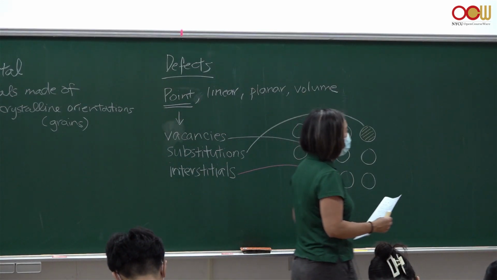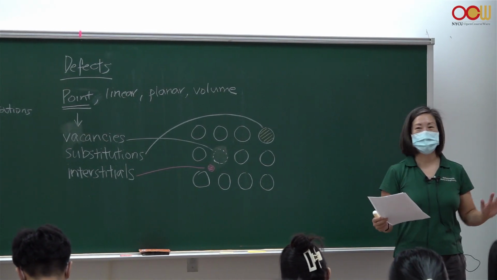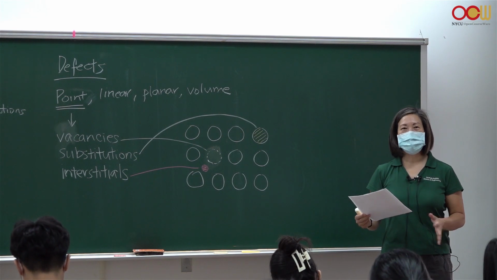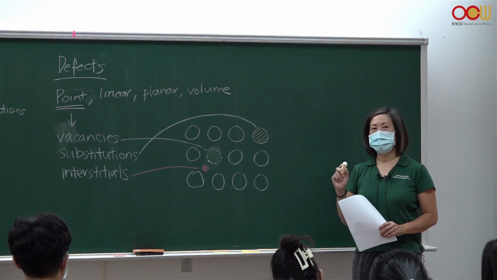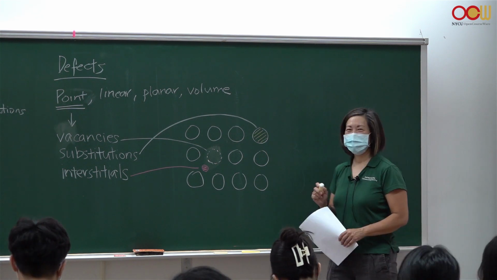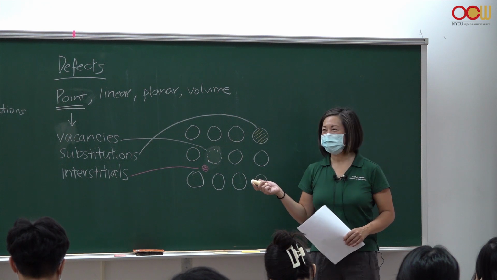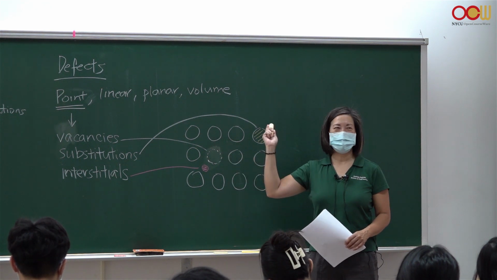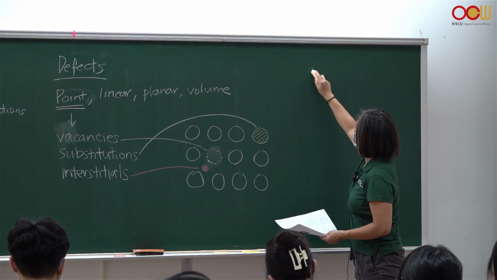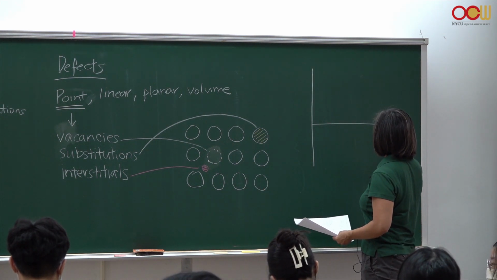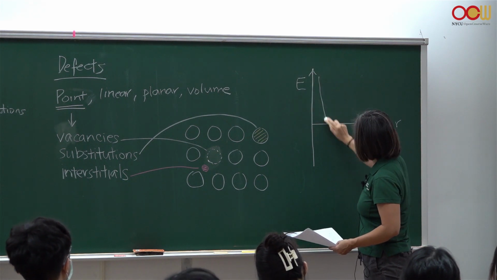Does anyone know why vacancies exist? First of all, there are no materials that have zero vacancies. All materials have some amount of vacancies. So anyone know why vacancies might exist? Atoms might leave, but why would they leave the structure? Why would this atom leave the structure? Energy, right? Just a reminder of something that we talked about yesterday. This is an energy bond diagram.